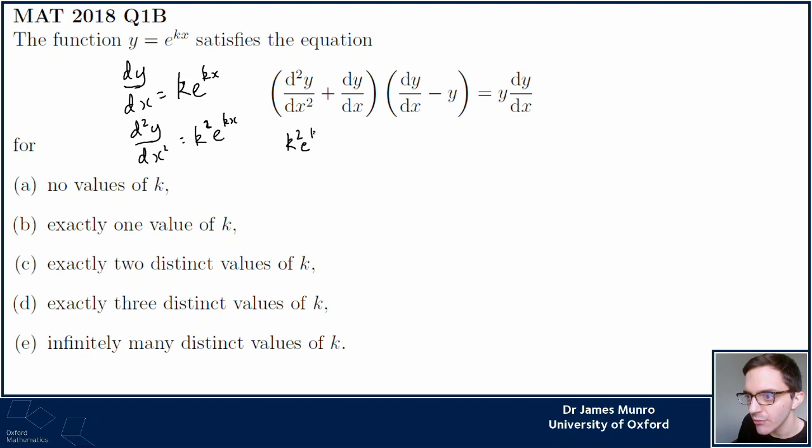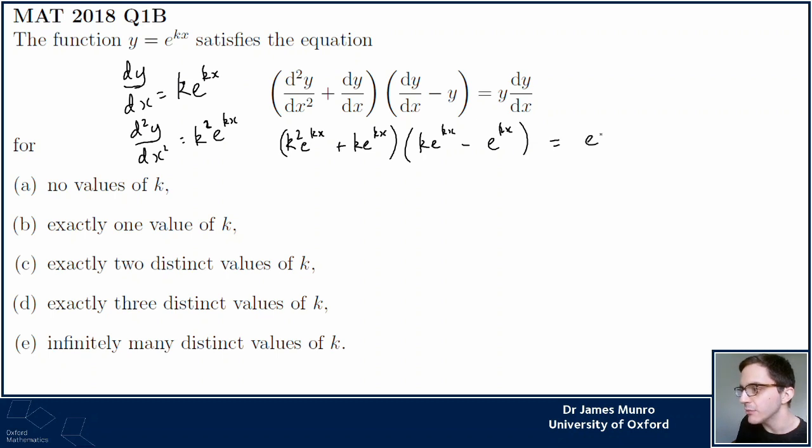Okay, so k squared e to the kx plus k e to the kx. dy by dx is k e to the kx, minus y is e to the kx, equals e to the kx. So here's what I want to be true. Now, in general, these equations would be really horrible, but luckily, each side is a multiple of e to the kx. And e to the kx is not 0.